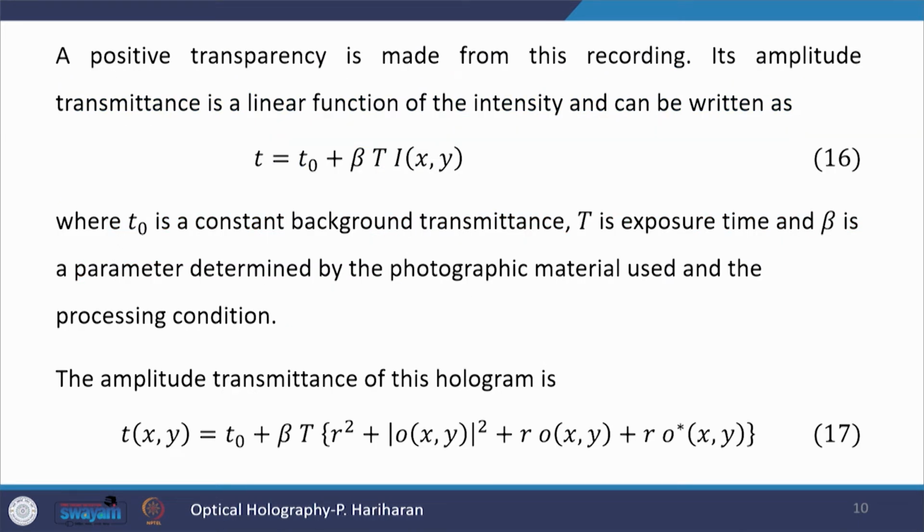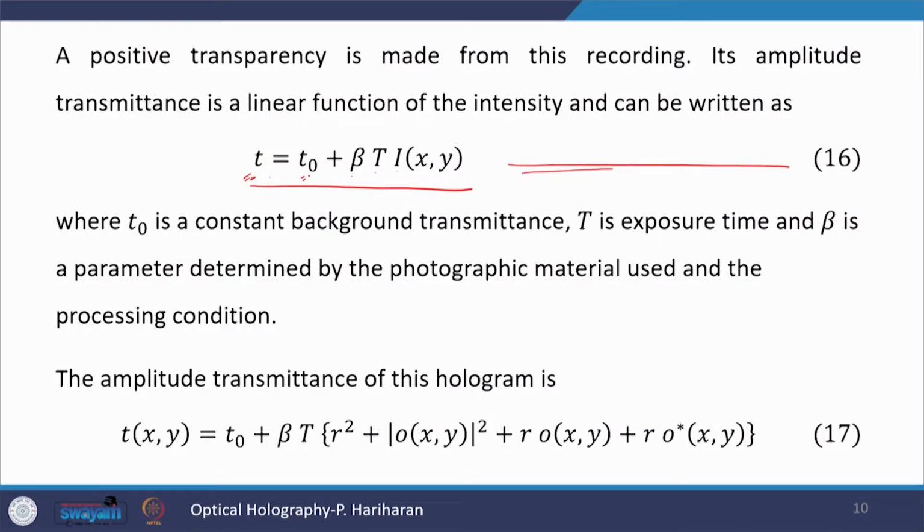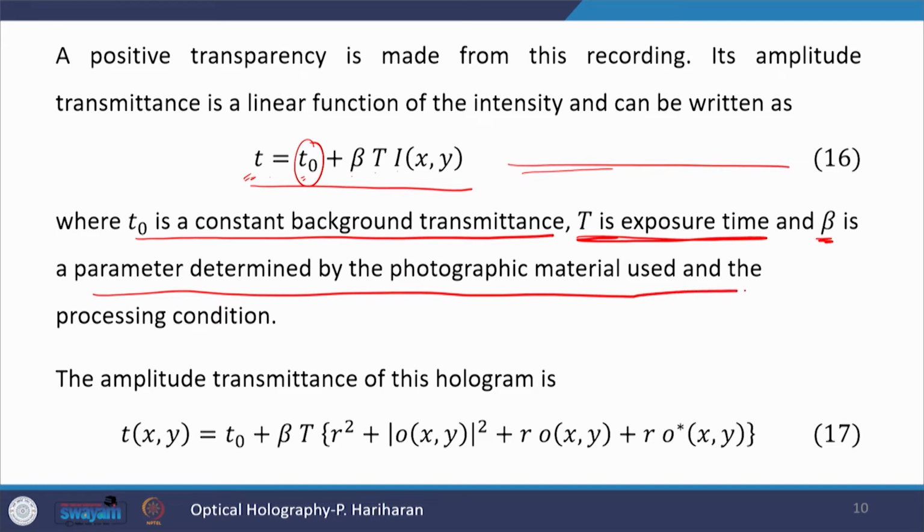Now, a positive transparency is made from this recording. Its amplitude transmittance is a linear function of intensity and can be written as T equals T naught plus beta capital T into I, where I is the intensity which was received at the photographic plate. Now, we know that in holography we launch a reference beam on the hologram to reconstruct the image. Amplitude transmittance through this hologram is given by equation number 16, where T naught is a constant background transmittance, capital T is the exposure time, which means how long the photographic plate remained exposed, and beta is a parameter determined by the photographic material used, because the material also plays a role, and it also depends upon the processing condition, how the photographic plate is processed.